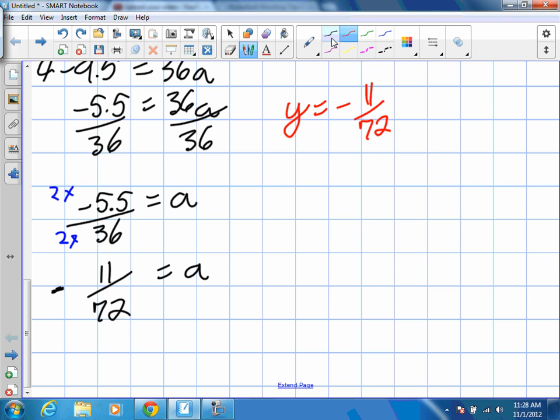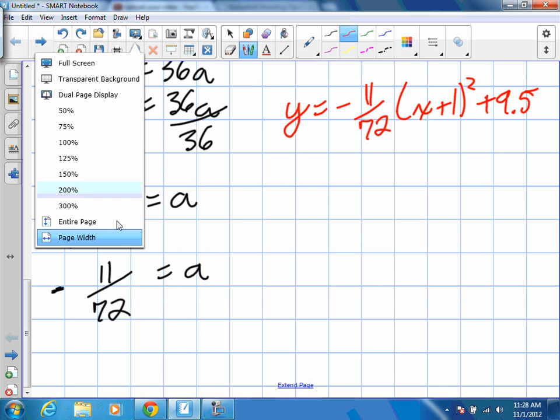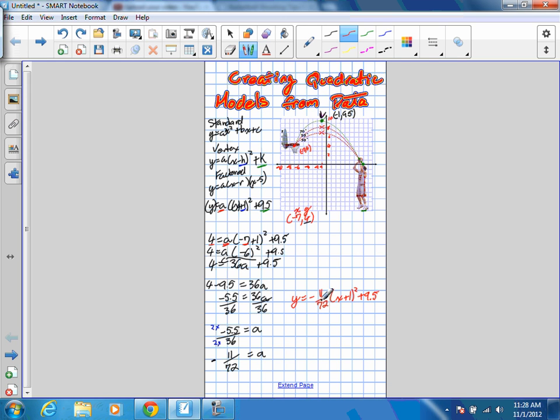Which means our quadratic was y is equal to negative 11 over 72. Can you break that down? (x plus 1) squared plus 9.5. Okay? We don't need to. This is an acceptable equation for our parabola at the top here, the one we've done in green.